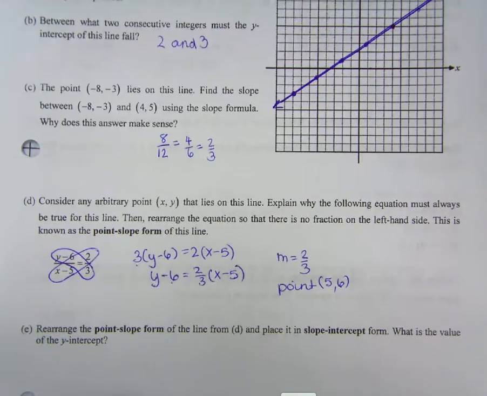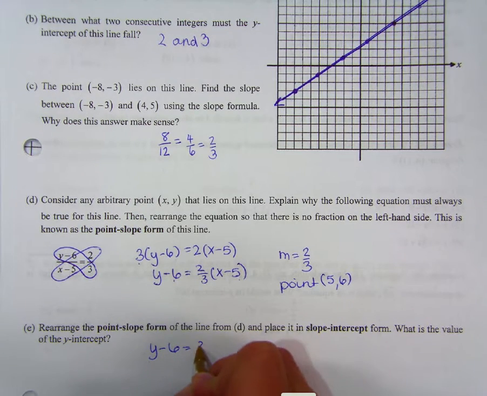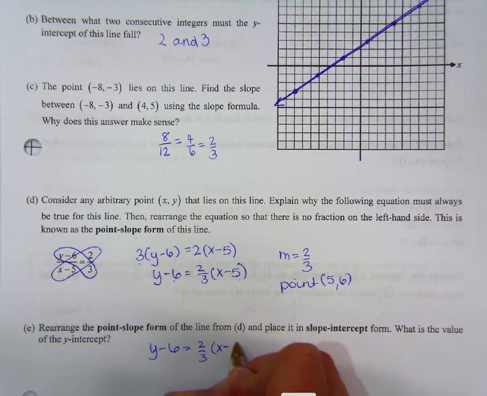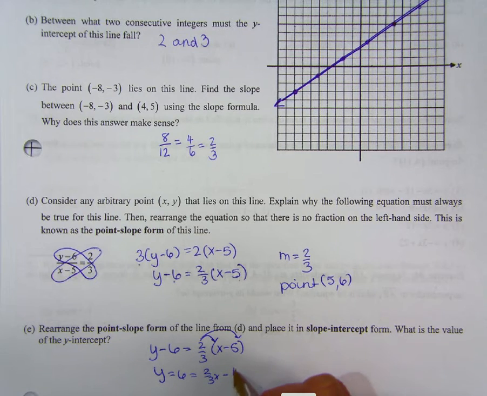All right, now what we're going to do is rearrange this equation to get it into slope-intercept form. So we want to get y equals mx plus b. I'm going to distribute the slope, and then I'm going to add the 6 to both sides.